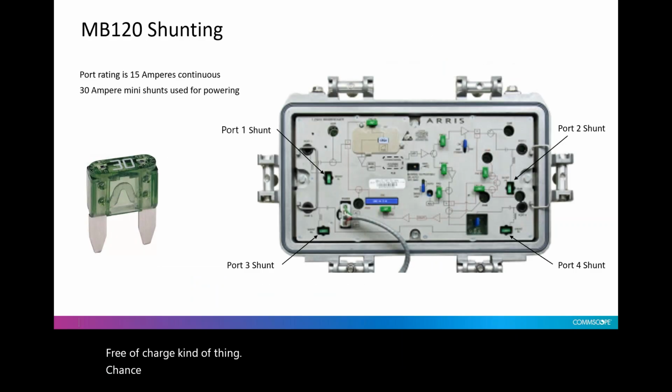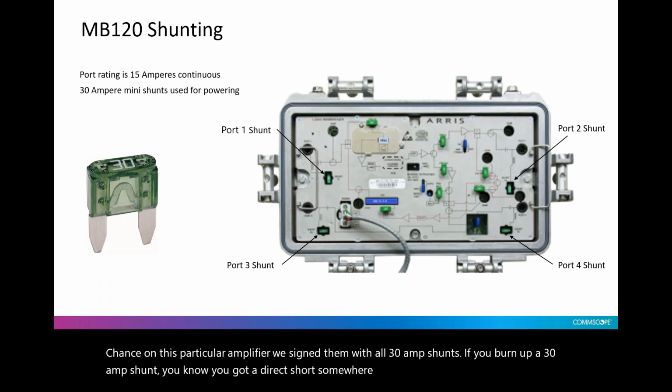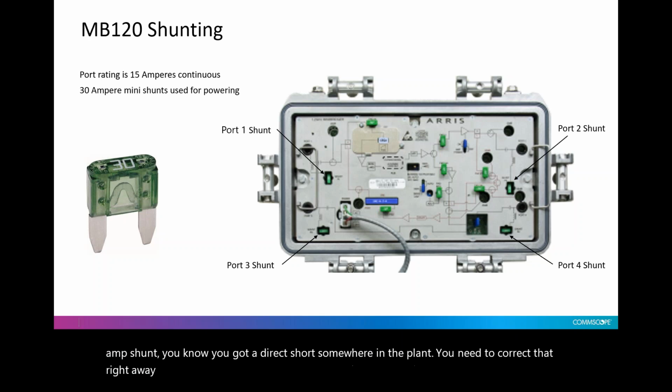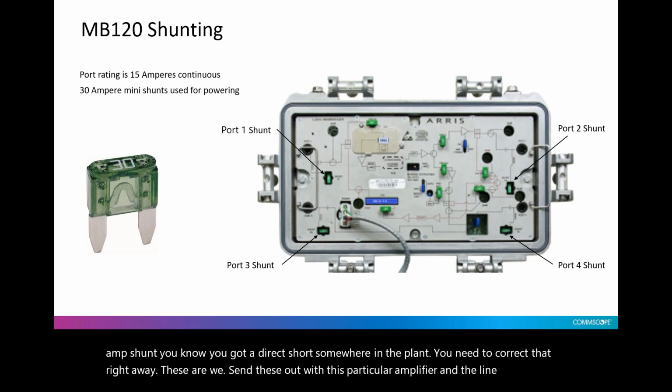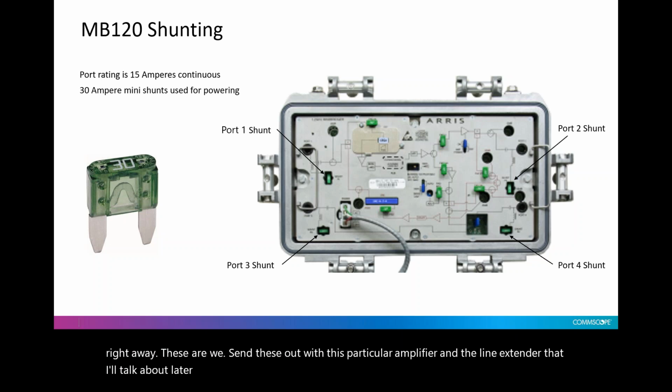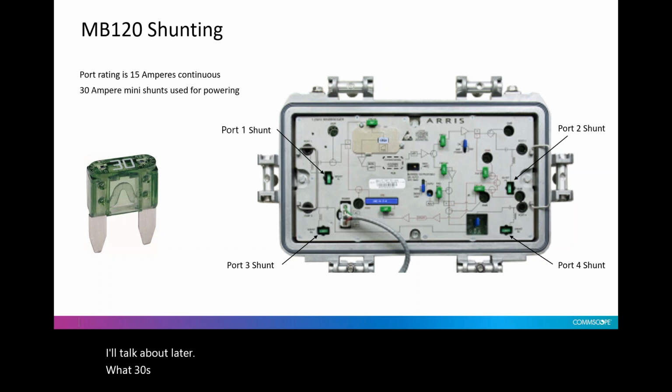Shunts, on this particular amplifier, we send them with all 30 amp shunts. If you burn up a 30 amp shunt, you know you've got a direct short somewhere in the plant. You need to correct that right away. We send these out with this particular amplifier, and the line extender that I'll talk about later, with 30s, just so you can direct the power through.